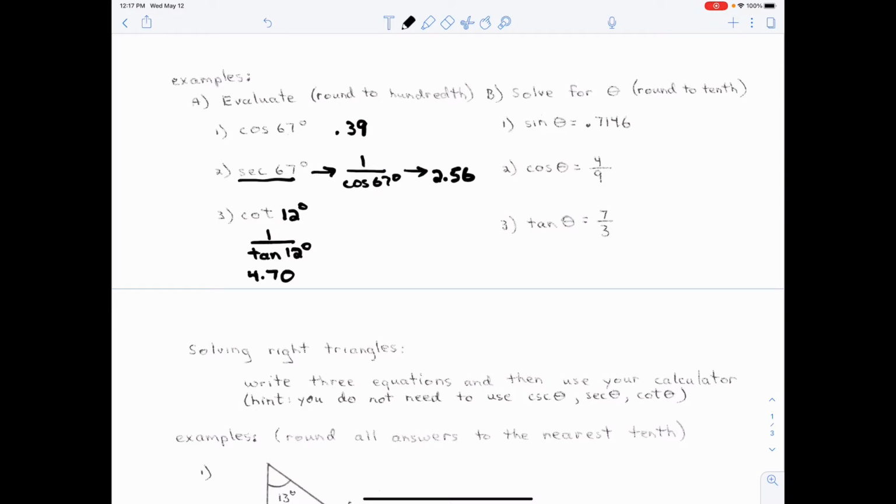Now, let's do the opposite of this. Here, you're given the number, and we're looking to find the angle. So what we're going to type in, and you don't have to write this, but I would recommend you do, is sine to the -1 of 0.7146. So you have 0.7146, and you take the inverse sine of that. You probably have to push the second function button, and we'll round to the nearest tenth. That's 45.6 degrees.